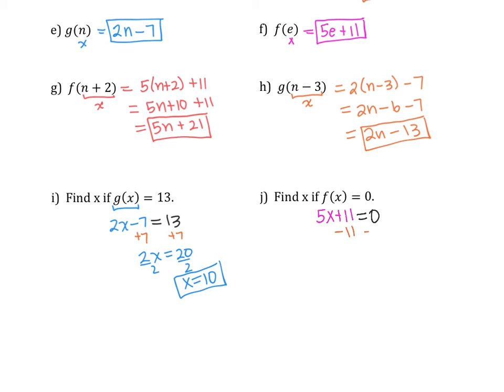Minus 11. Is that a fraction? That's a fraction. Okay, it asked me to find x. I found x. X is negative 11 over 5 when f of x is equal to 0.